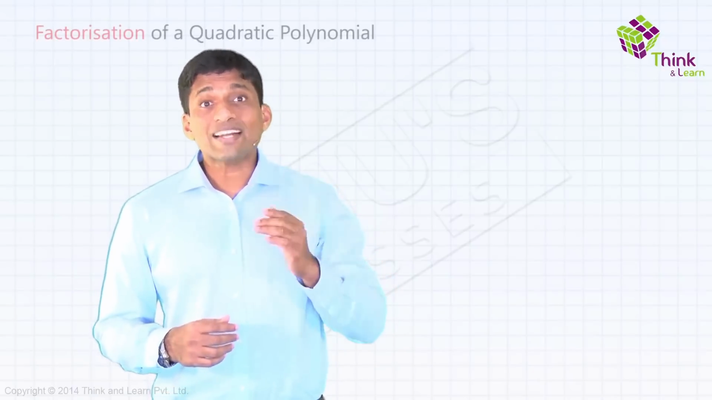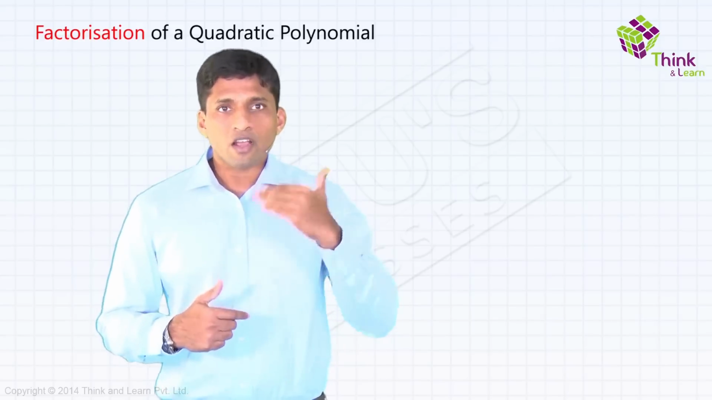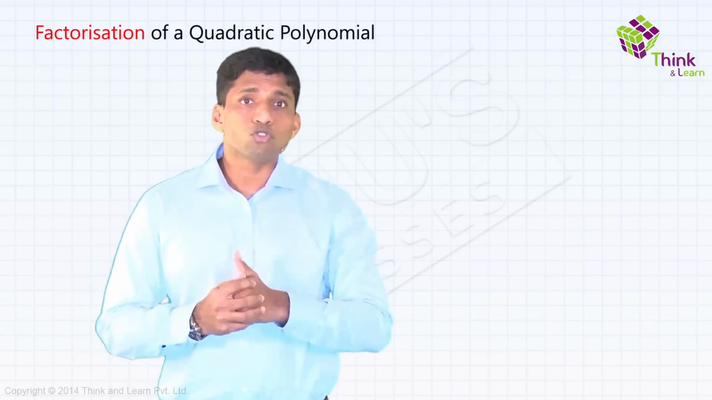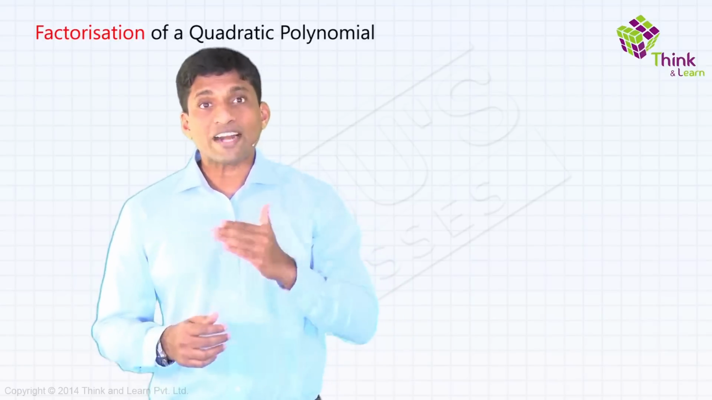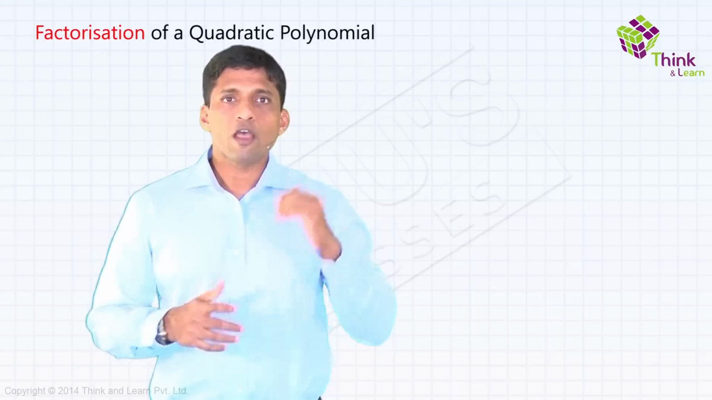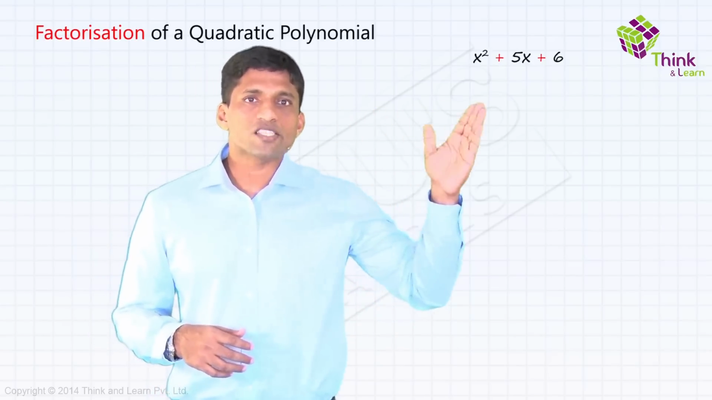Let's do something very interesting. Let's visualize, that is, understand in a diagram, the factorization of a quadratic polynomial. That method can be used to find the roots also, so we'll visualize both. But first, let's visualize factorization of a quadratic polynomial. For example, take x square plus 5x plus 6.